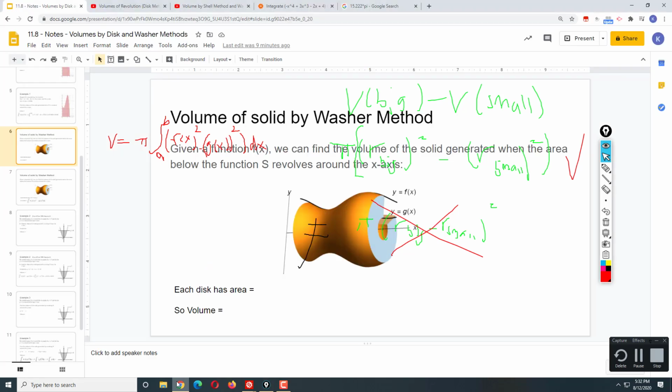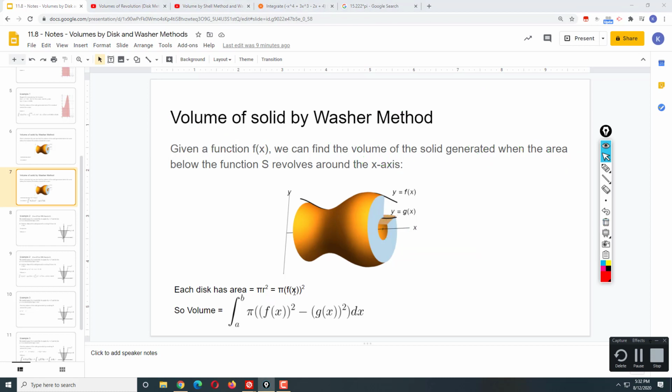So once again, going back to our presentation. That means that each disk must have area pi of f of x squared. So the volume is the integral from a to b of pi times parentheses f of x squared minus g of x squared close parentheses dx. We're subtracting volumes, not finding the volume of the difference between the radii. Okay. All right, let's look at a couple of examples.